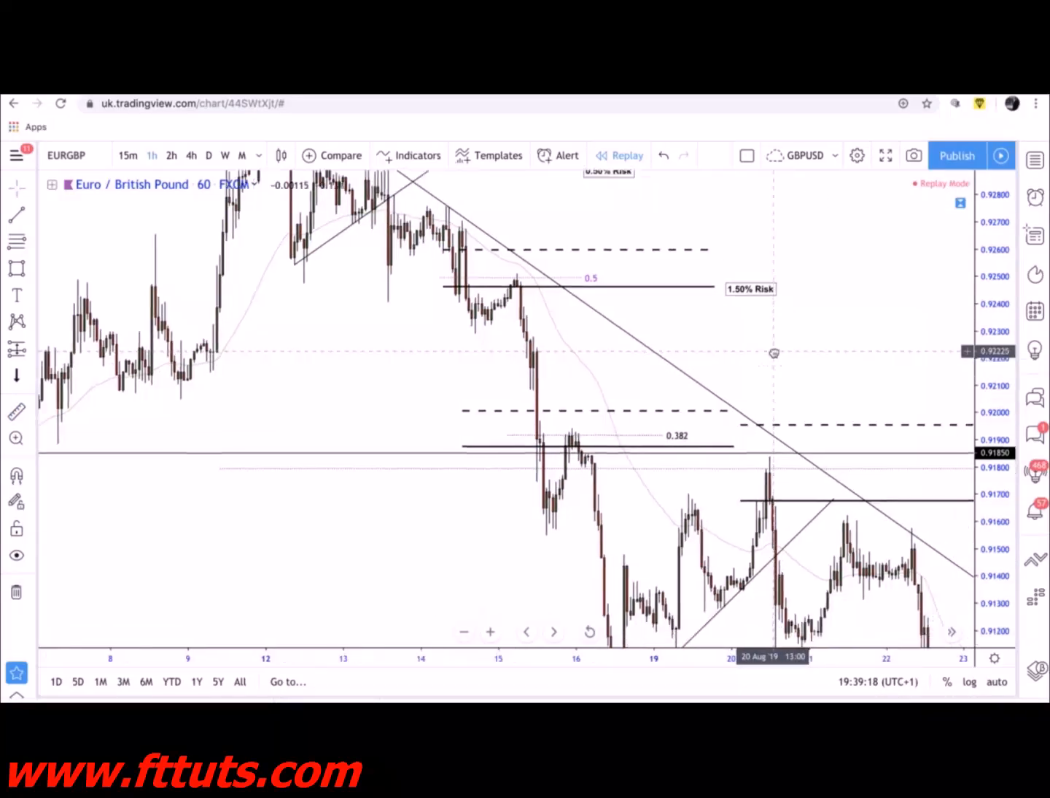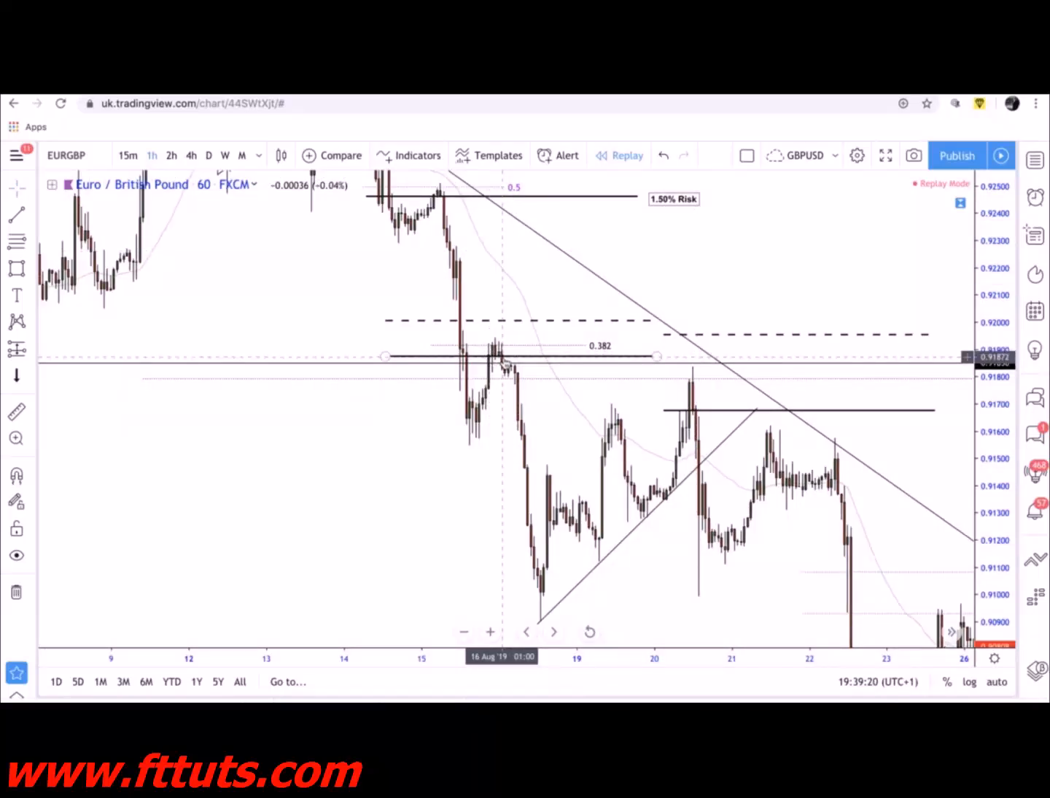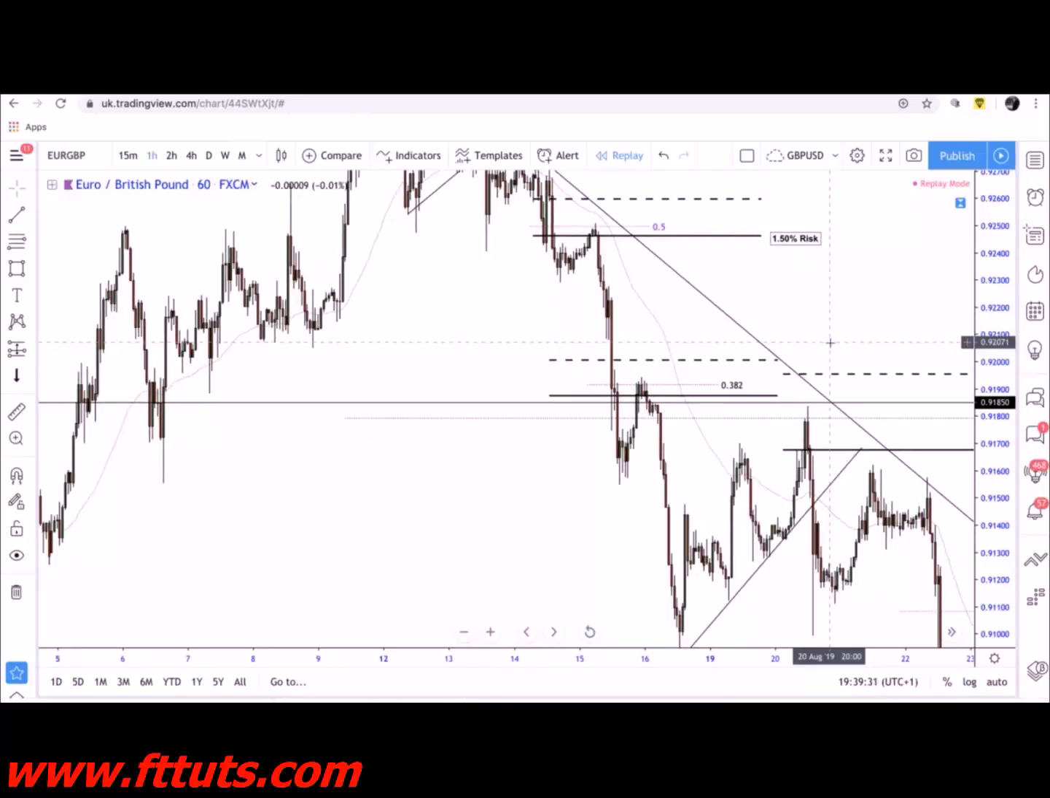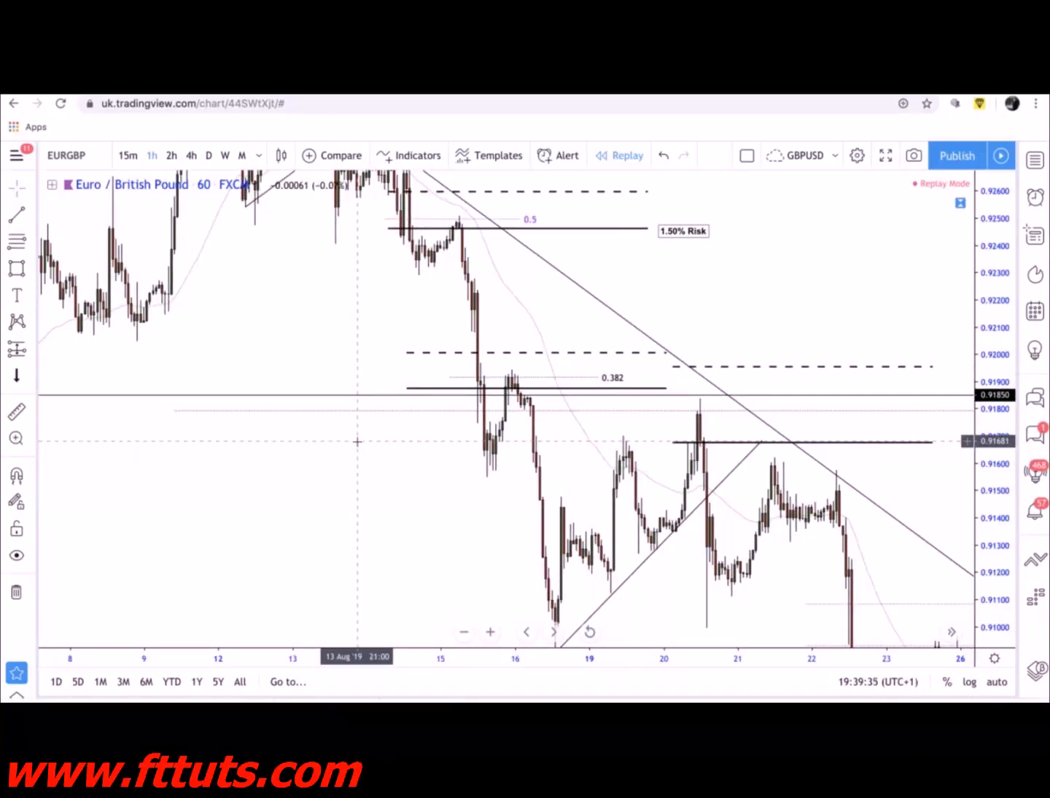Okay, and then what you would do then is you'd look to get in again. All right, so now what we've got here is we've got a 38.2% fib retracement. All right, we're still below this 1 hour EMA, and obviously we're still below this trend line. But most importantly, what's happened here is we're beginning to actually break major structures. So we're starting to get more and more confidence as we go down.